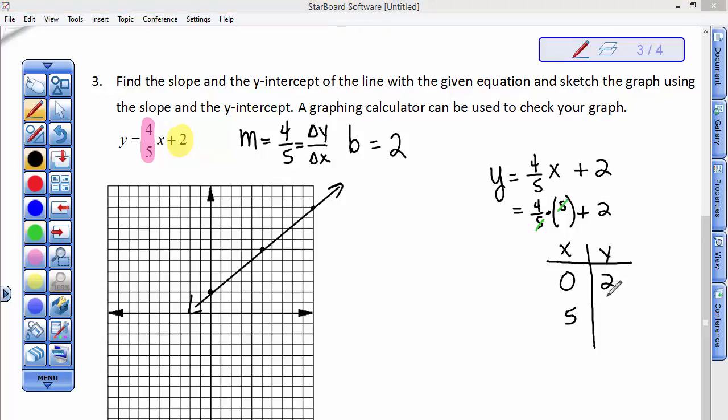Let's go see if I had that ordered pair on this graph. 1, 2, 3, 4, 5. 1, 2, 3, 4, 5, 6. Sure enough. So I can graph via a table of values, but it is so much easier to graph in this slope-intercept form.